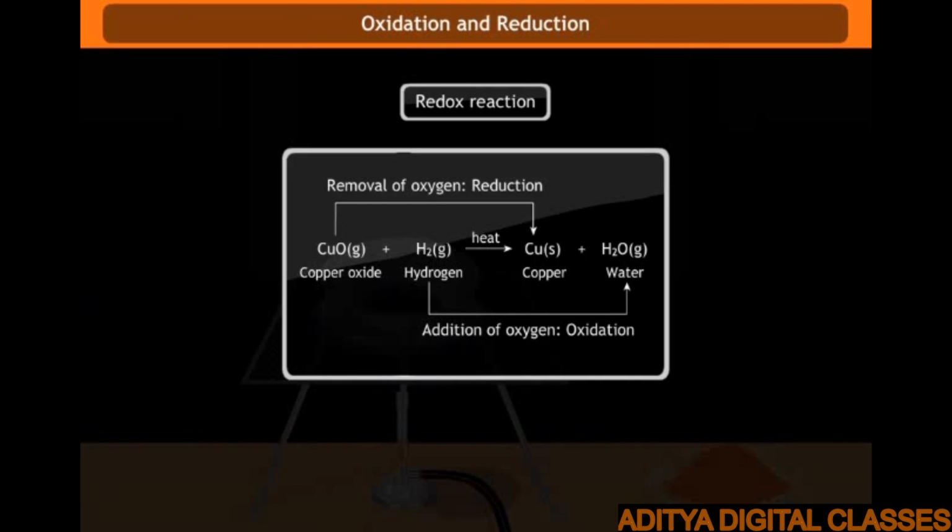The substances that are reduced, that is, provide oxygen or remove hydrogen in course of the reaction, are called oxidizing agents. These substances that are reduced in the process oxidize other chemicals in the reaction. On the other hand, the substances that are oxidized, that is, remove oxygen or provide hydrogen, are called reducing agents. Copper oxide gets reduced to copper, and here copper oxide is the oxidizing agent. On the other hand, hydrogen gets oxidized to form water, and here H2 is the reducing agent.